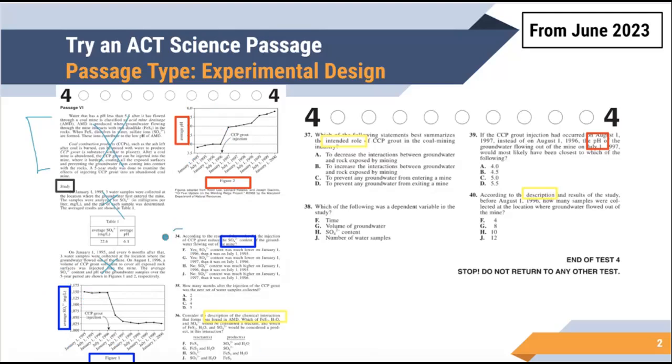So like number 34 is asking about SO4 sulfate. I know it's going to be looking at this first graph. Number 39 is asking about pH. I know it's going to be looking at this second graph, okay?